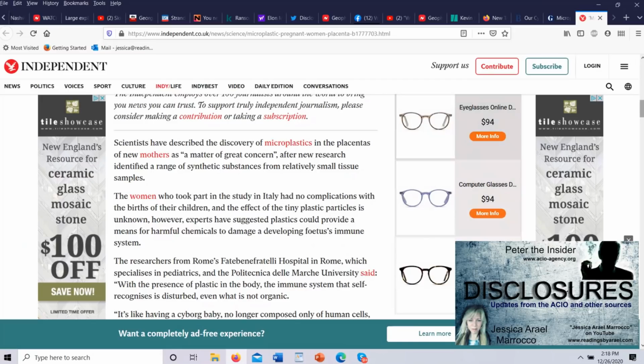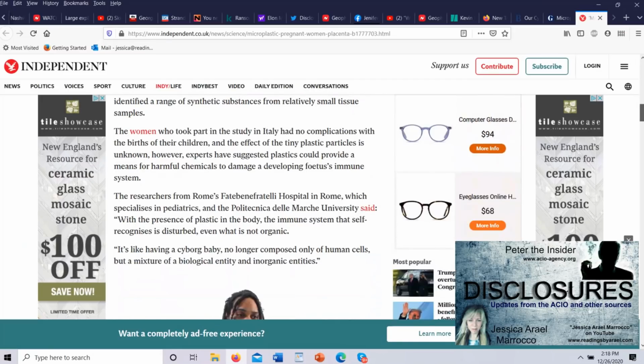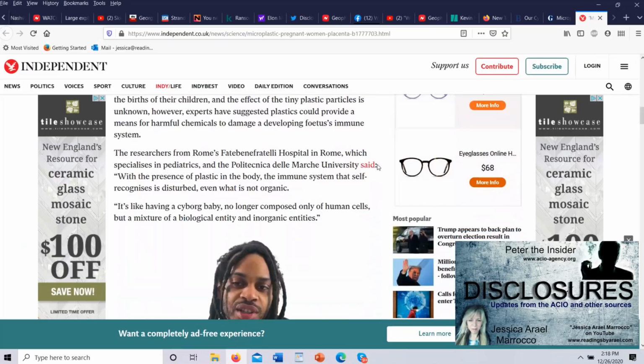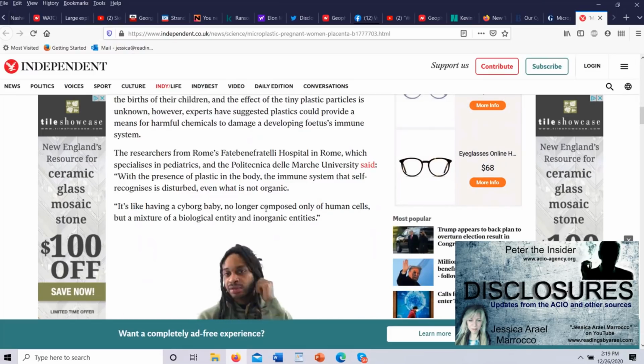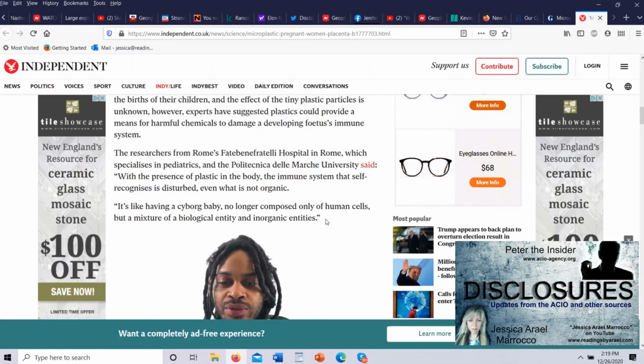I mean, this is bizarre. It's just very weird. With the presence of plastic in the body, the immune system that recognizes self is disturbed, even toward what is not organic. It's like having a cyborg baby, no longer composed of only human cells, but a mixture of biological entity and inorganic entities.